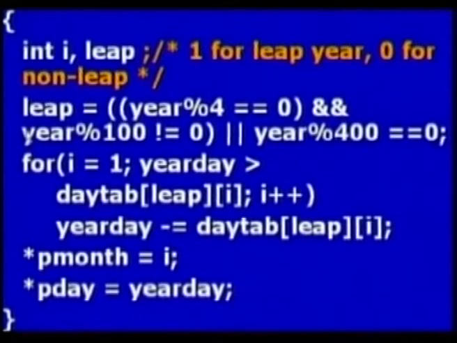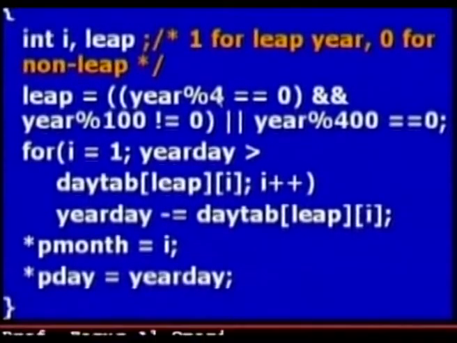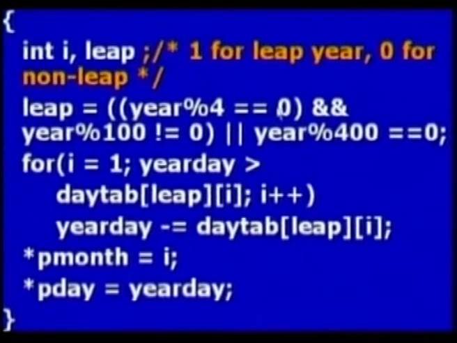The first thing I'm going to do is to calculate the year to see if it's leap or non-leap. And as I said, a year is called leap if it's fully divisible by 4. So year modulo 4 equals 0, and year modulo 100 is not 0, or the year is fully divisible by 400. So this thing is going to be either true or false. True means 1, false means 0.